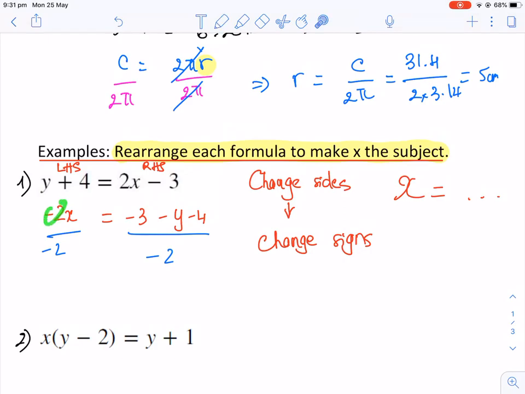Why? Because I have negative 2x here, but I just want to have 1x only, so that's why I have to divide by negative 2. So this and this simplify. Then my final answer is x equals 7 plus y divided by 2. Negative 3 take away negative 4 is negative 7. Negative 7 divided by negative 2 is 7 over 2. Negative y divided by negative 2 is y over 2.